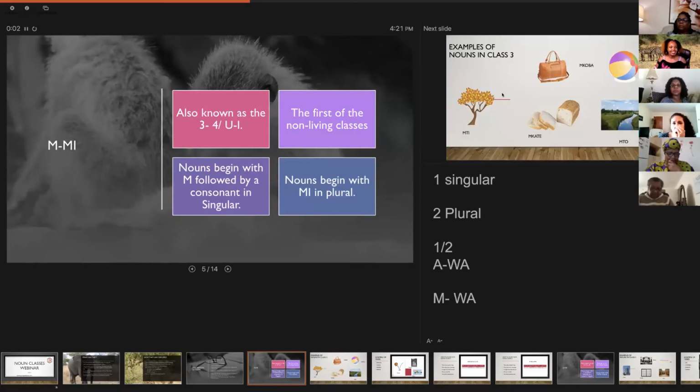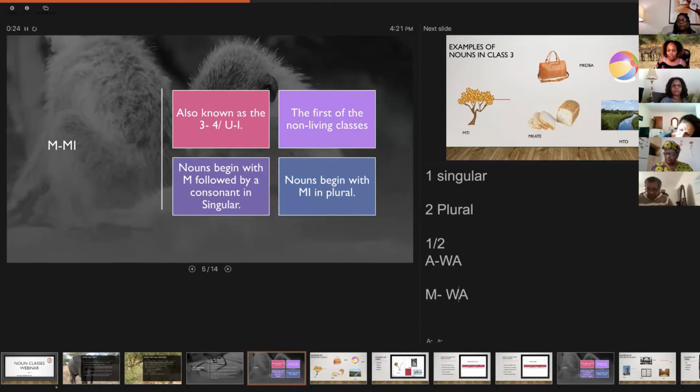Okay. So now let's talk about the first of the non-living classes. We call it noun class 3, just because it comes after noun class 2. There's nothing special about that number. It's just the first of the non-living classes. Now, how do we identify things that belong to this noun class?